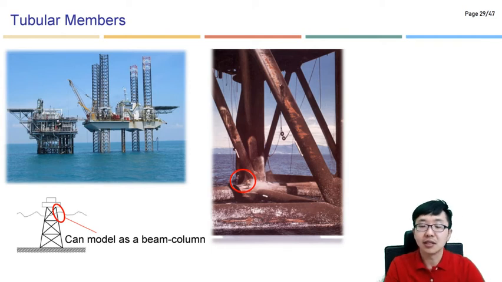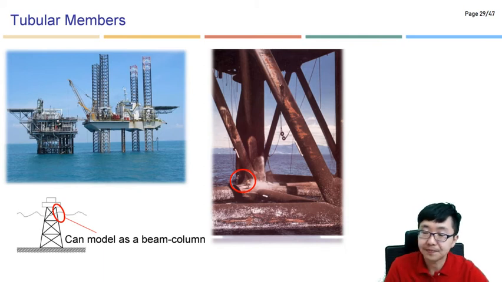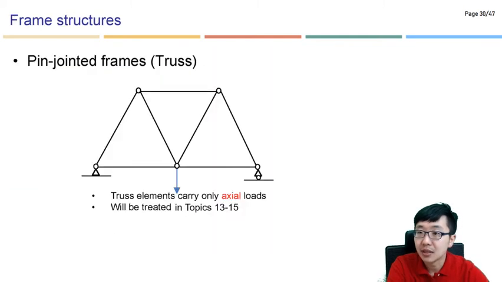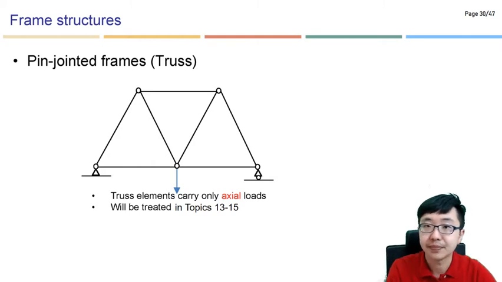And now this is related to the tubular members, like topics, if I'm not mistaken, 13 to 15 will be the truss members. And you can see this is a fixed offshore platform to produce oil and gas from offshore. So those tubular members, we will focus on that. And this is also considered as the beam column. So it can be simplified like that.